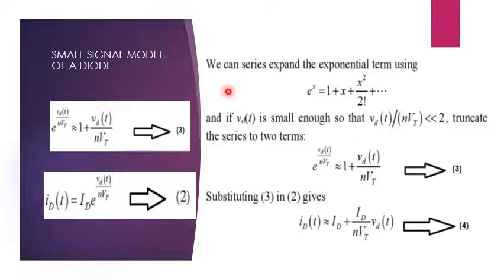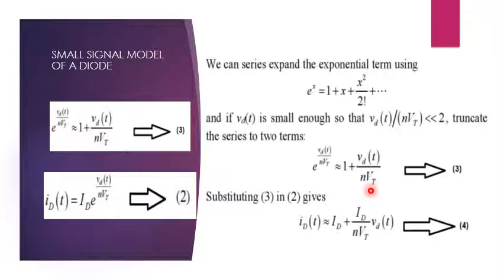Next, for an e power value, we can expand the exponential term. If v_d(t) is small enough so that v_d(t) over eta V_T is very much less than 2, then you can truncate the series into two terms, right? So that is 1 plus v_d(t) by eta V_T.